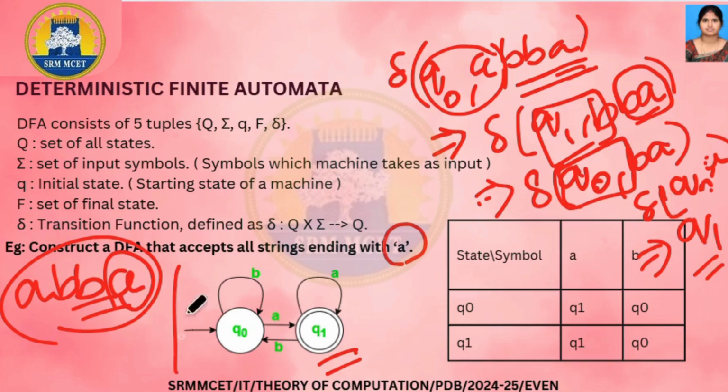So let us consider that the diagram drawn by us is correct. Here I have given the transition table for the particular transition diagram. Q0 using input A transits to Q1, and Q0 using the input B transits to itself with a self loop. Q1 using the input A transits to itself with a self loop, and Q1 using the input B transits to Q0.